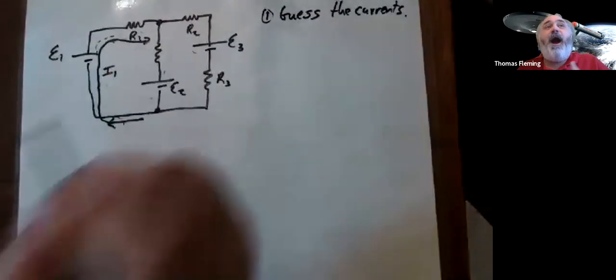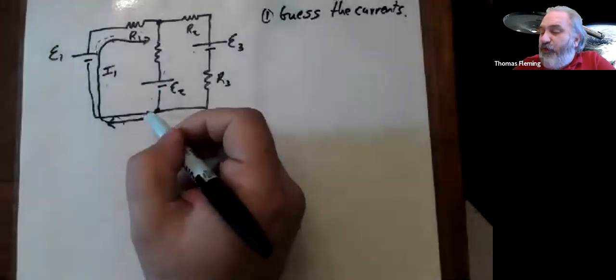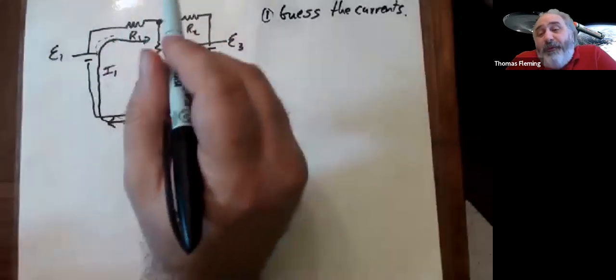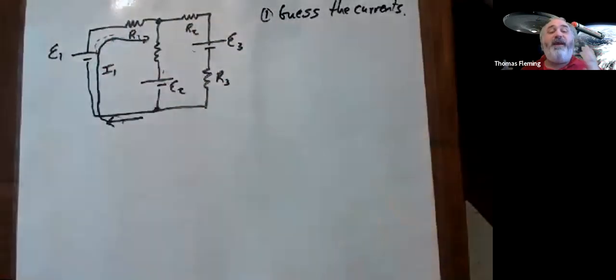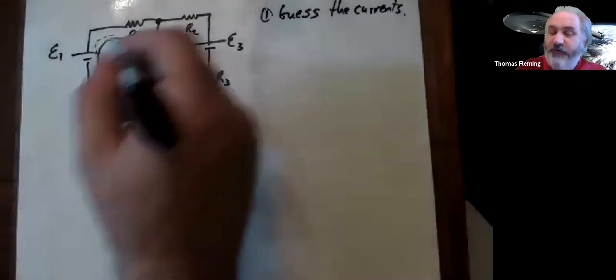I1. And I'm going to assume, maybe correctly, I don't know, that that current is flowing clockwise, right? I could be wrong. It could be going counterclockwise. It doesn't matter. I'm not going to worry about it too much. But I'm going to call that current I1.